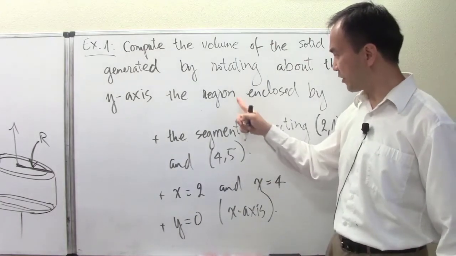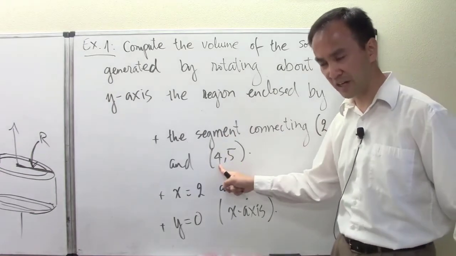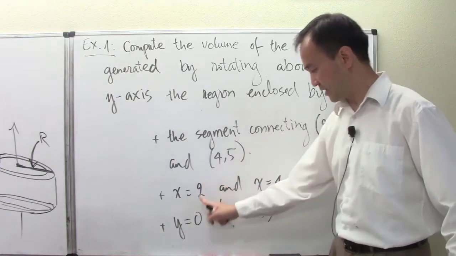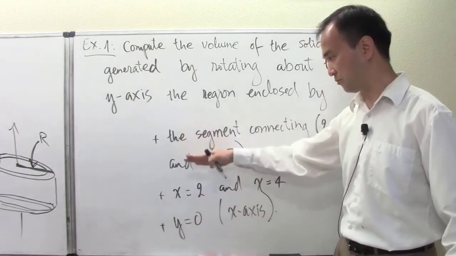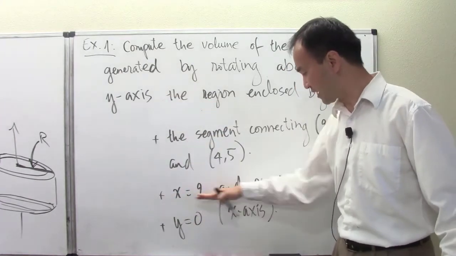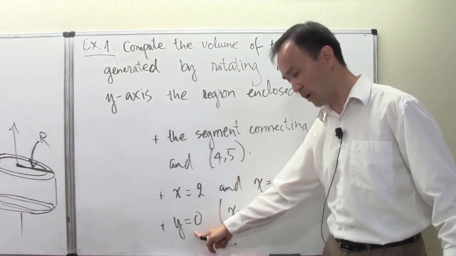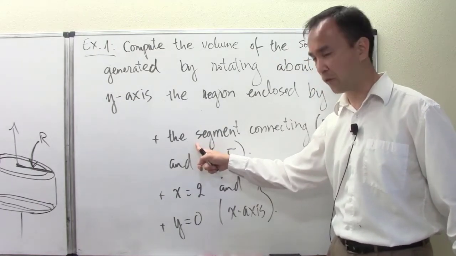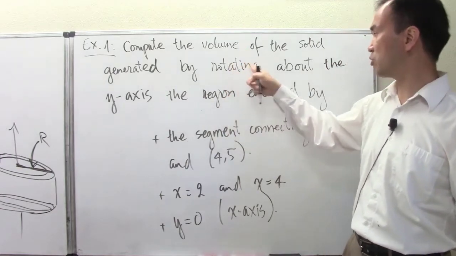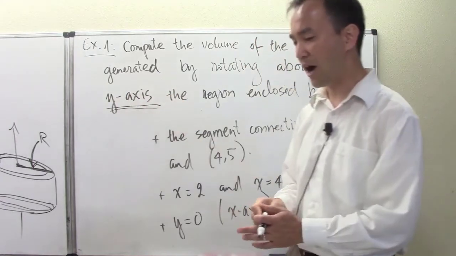So basically, here's our region. It's the region enclosed by the segment connecting the two points (2, 1) and (4, 5), and then with these two lines right here, x equals 2 and x equals 4, and then with the x-axis. The middle one is two graphs in one line because I'm trying to save space, so altogether it's four graphs that enclose our region. And we're going to take that region and rotate it about the y-axis.